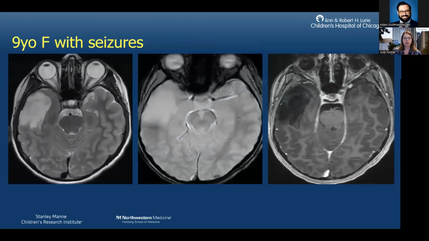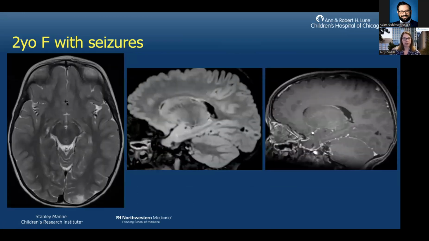So here, this case is a 9-year-old female who presented with seizures. We can see this large T2 hyperintense mass in the anterior right temporal lobe, kind of bubbly, lobulated, no susceptibility on our GRE or SWI. And then in this case, post contrast on this T1 on the right did not really have much enhancement, but again, doesn't matter too much. Pretty much just looking at the axial T2, one of the things you should think about is a DNET.